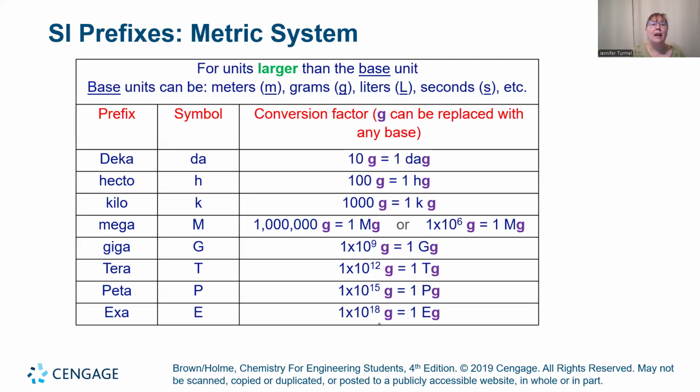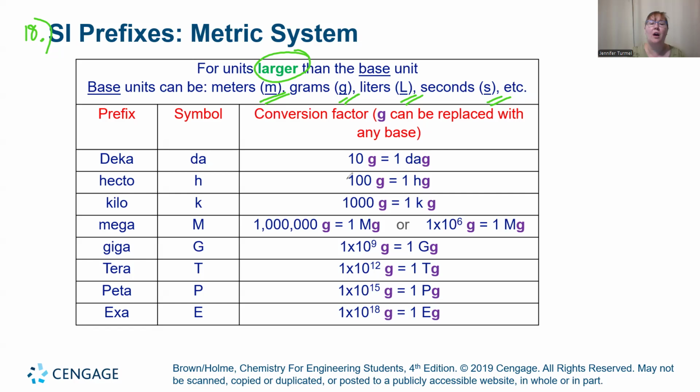Okay, so now on this slide, we're looking at working through something larger. Here we are, this is slide 18. In this case, these are larger than our base unit. So again, you could put in meters, grams, liters, seconds for any of these. An example for some of these might be, let's look at a few of them.